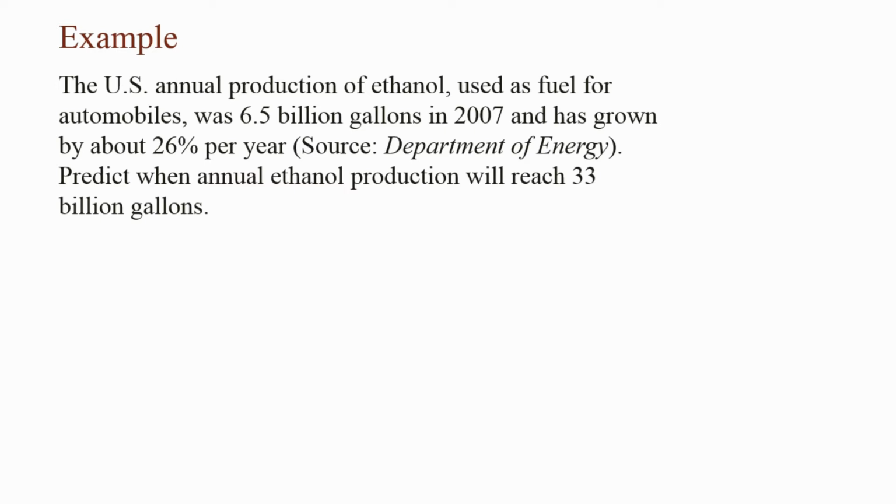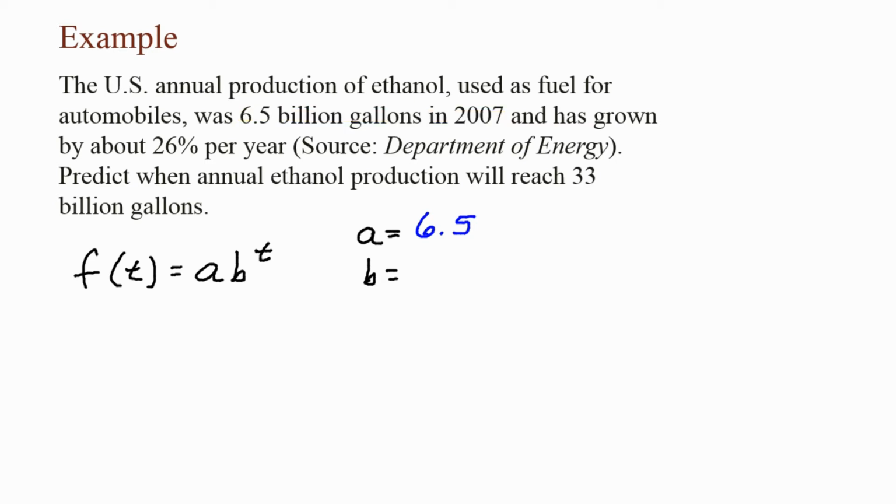First, we want to look at our exponential equation. F of t equals a b to the t power. In order for us to create our equation, we need to know a and we need to know b. We have 6.5 billion gallons in 2007. That's our start year. So that will be t equals 0. At t equals 0, f of t will equal 6.5. So our a is 6.5.